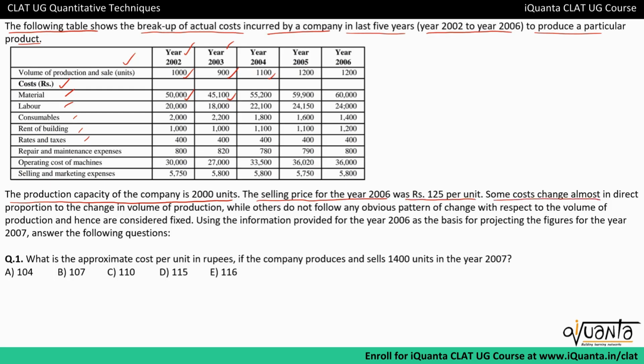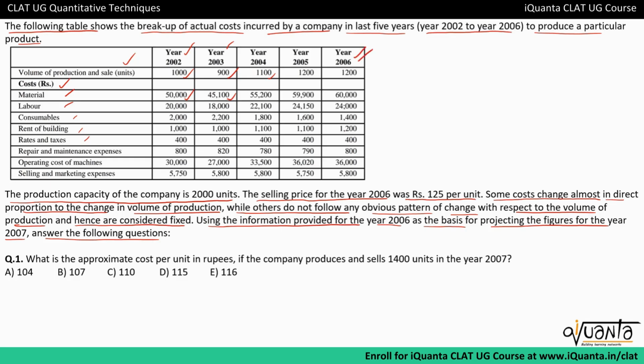Some costs change almost in direct proportion to the change in volume of production, while others do not follow any obvious pattern of change with respect to the volume of production and hence are considered fixed. Using the information provided for the year 2006 as the basis for projecting the figures for the year 2007, answer the following question. So we have been given all the information till year 2006. We have to project the figures for the year 2007, taking 2006 as the base year.